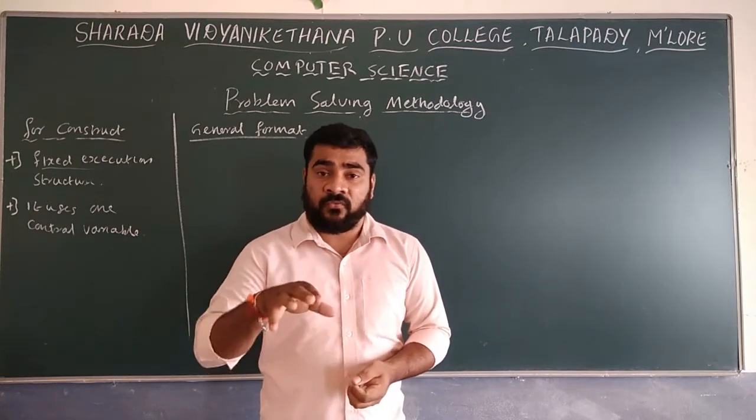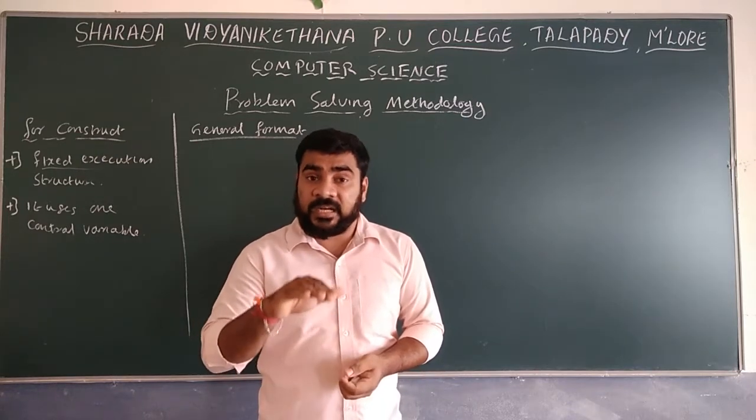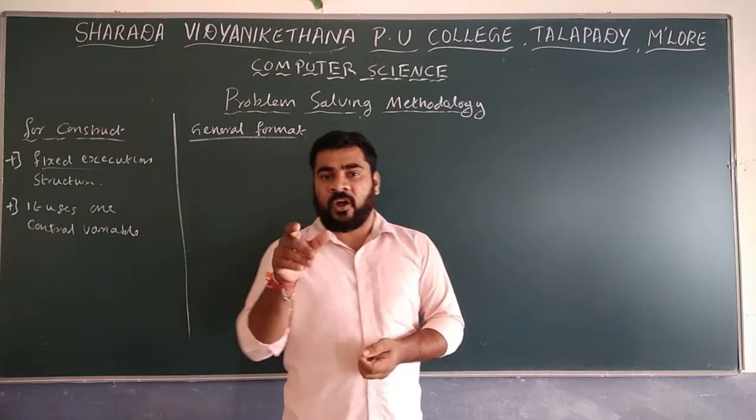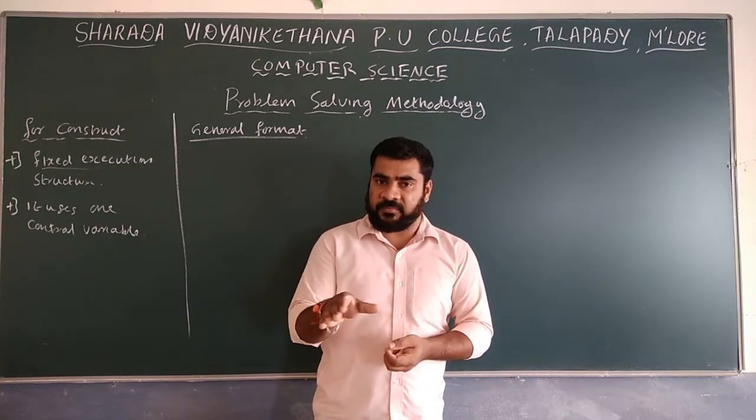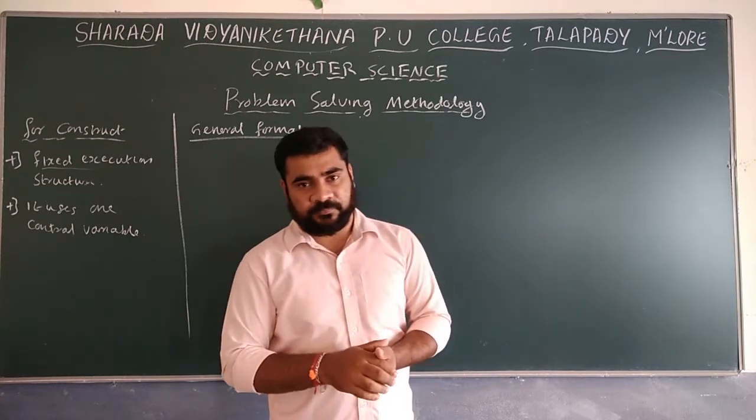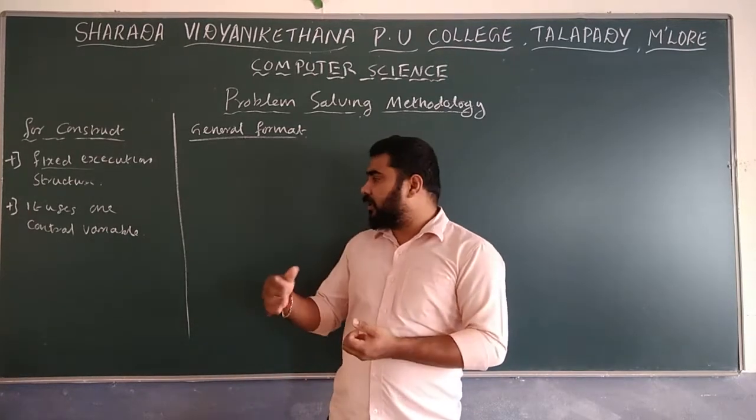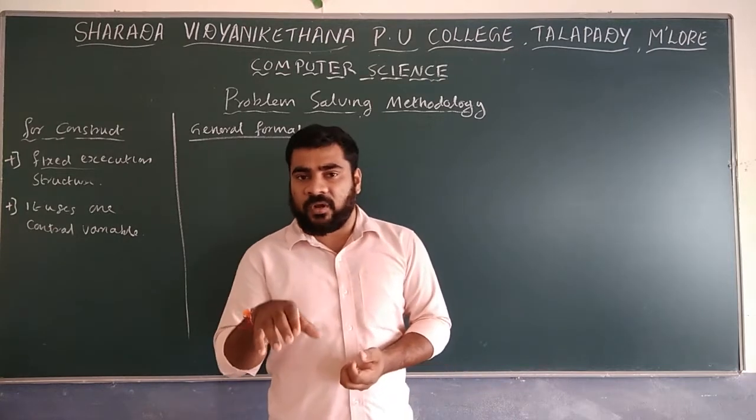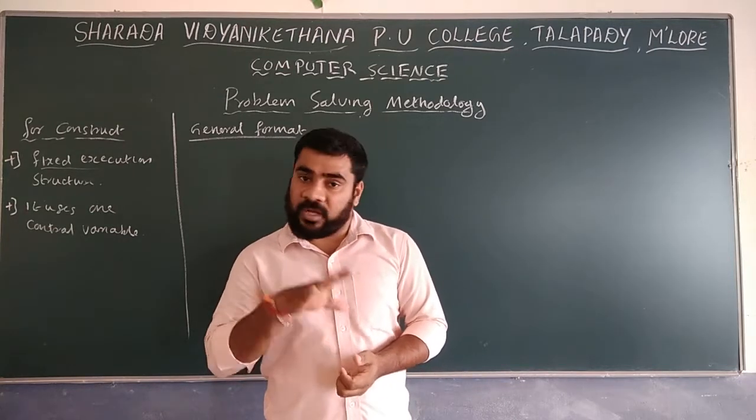That is in case of for loop. The for loop is a fixed execution structure. Fixed means how many times you want to repeat: 10 times means 10 times, 20 times means 20 times, the particular looping statements are going to repeat. Here mainly we are using one control variable, that is also a counter variable.